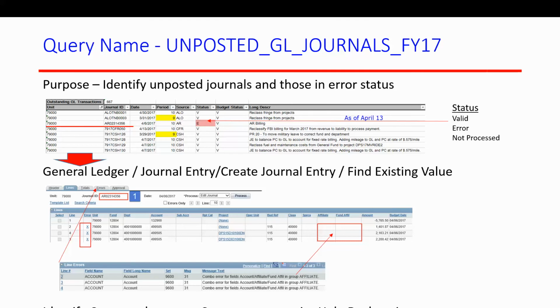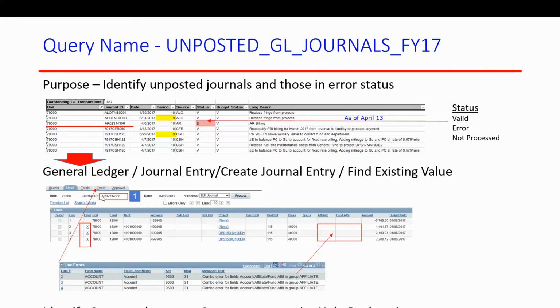If you identify a journal entry in error status, what should you do? You can get into Share, go to the General Ledger, look for a journal entry, create a journal entry, and find an existing value. Enter the journal ID of the journal that is in error, call it up, and look at the lines. In this particular case, you will note that lines 2, 4, and 3 are in error status.